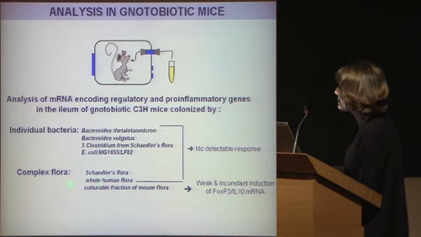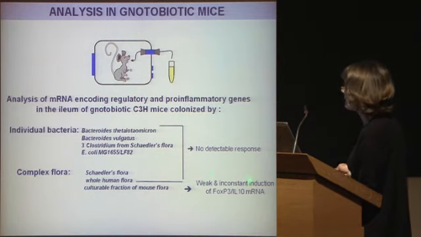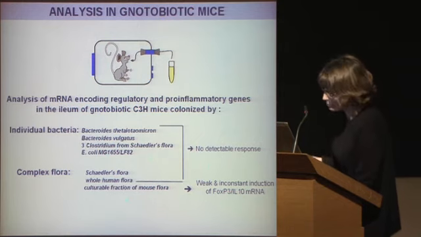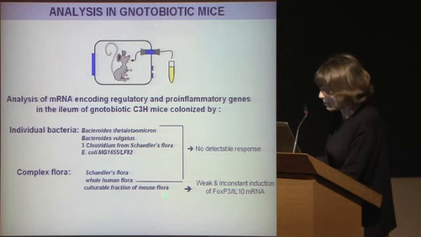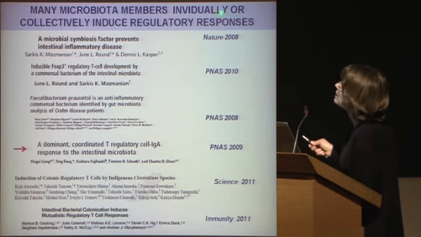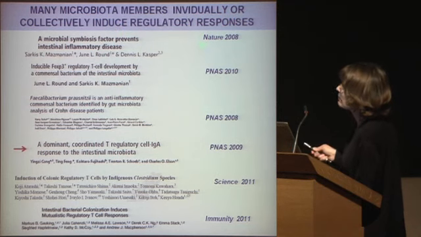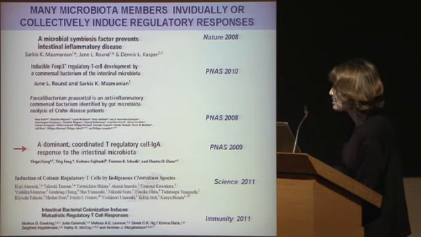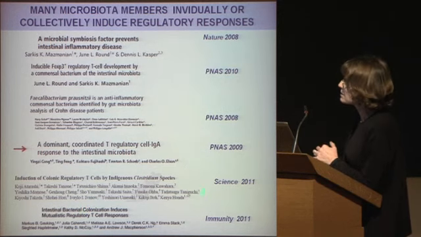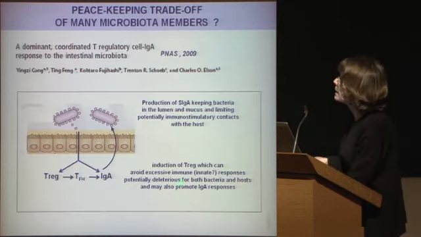And I should say that in that case, we had indeed a weak and inconstant induction of mRNA encoding mainly FOXP3 or IL-10, so a regulatory response. But I think you have to remember that it's relatively gross, and we have now, from a number of papers, good evidence that many microbiota members, either individually or collectively, can induce a regulatory response. And all these papers, the last one being one that we just heard from Andrew McPherson, which has just been published.